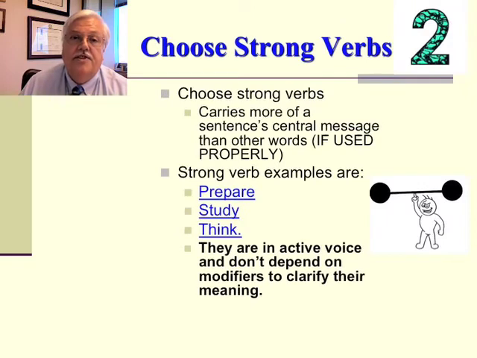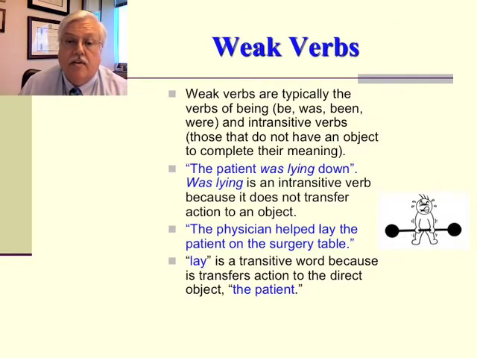Okay, number 2, choosing strong verbs. Strong verbs carry more of a sentence's central message than other words if they're used properly. Some strong verb examples are prepare, study, think. They're in active voice and they don't depend on modifiers to clarify their meaning. A little bit about weak verbs. Weak verbs are typically the verbs of being: be, was, been, were. And intransitive verbs, those that do not have an object to complete their meaning.